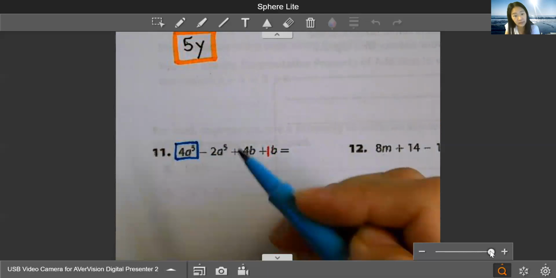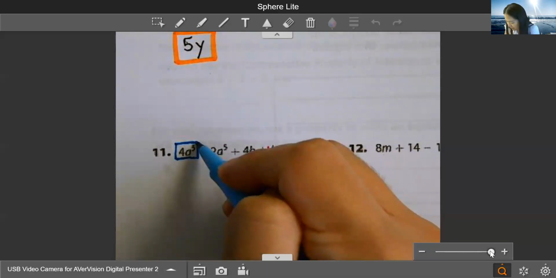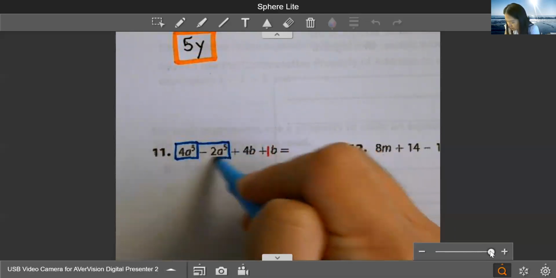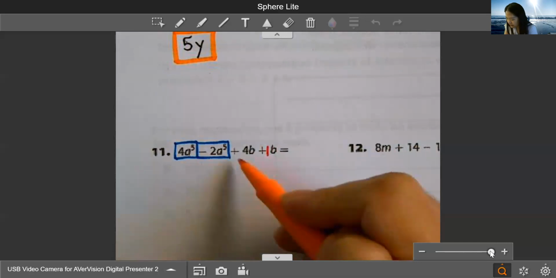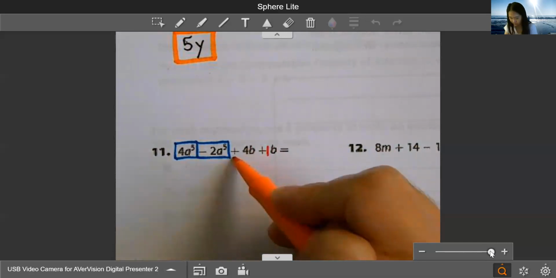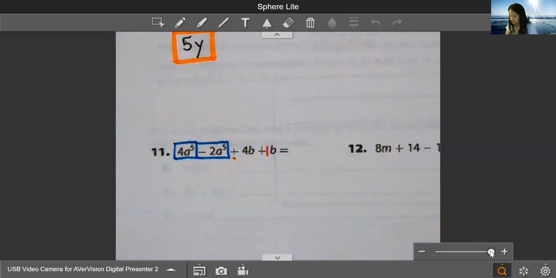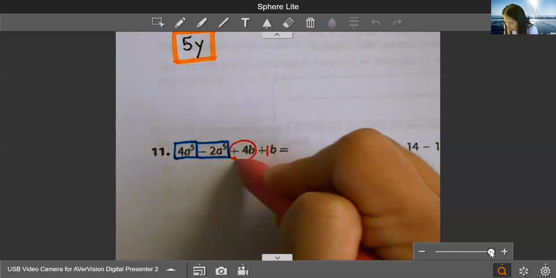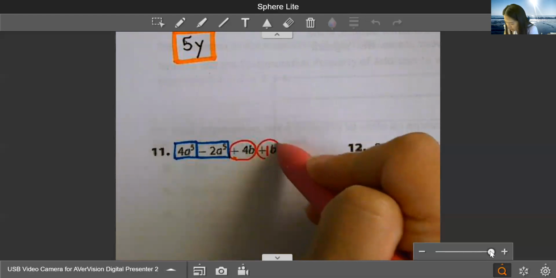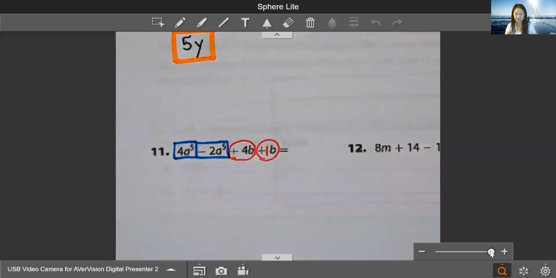4a to the 5th power, and then minus 2a to the 5th power. Those are like terms. I have another set of like terms right next to it. Plus 4b, plus 1b. Those are also like terms.